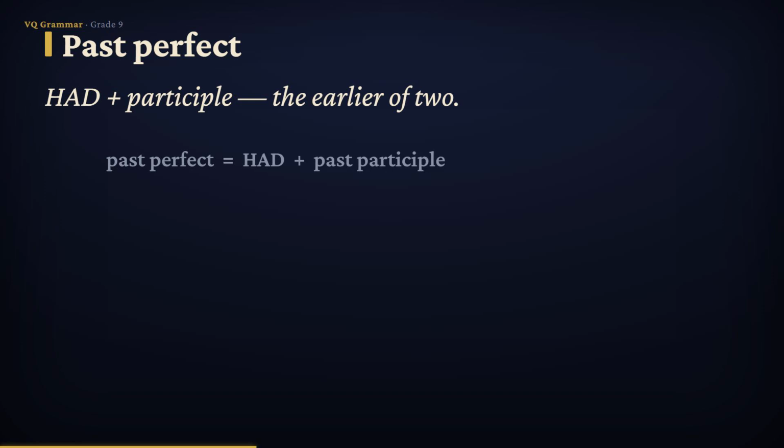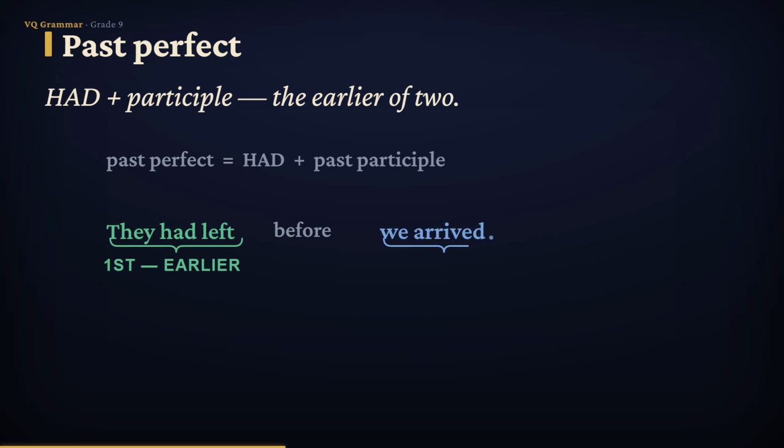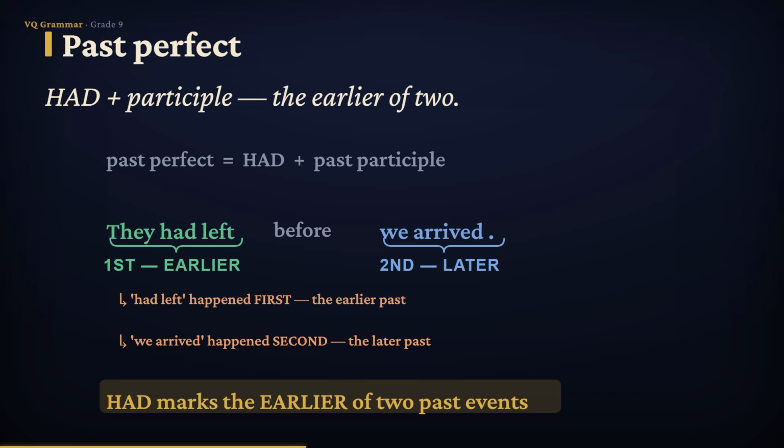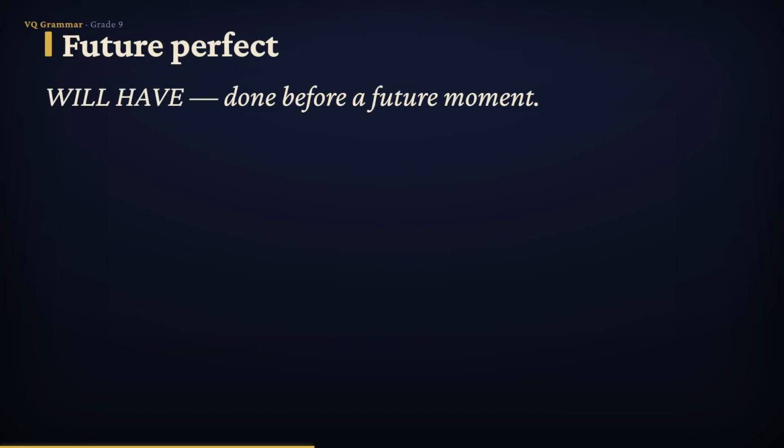The past perfect is had plus a past participle. It shows that one past action began and ended before another past action started. Picture a little timeline, reading left to right. They had left, that's our first event, and we mark it with had. Then, before we arrived, that's our second event, later in time. So the leaving happened first, and the arriving happened second. That's the whole point of the past perfect. When you have two things in the past, had marks the earlier one, the action that was already finished before the other one began.